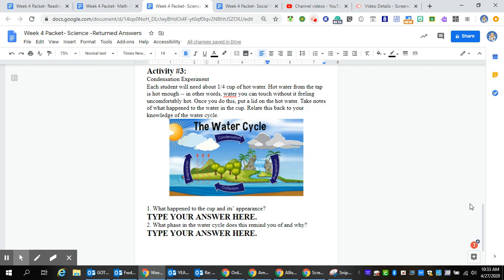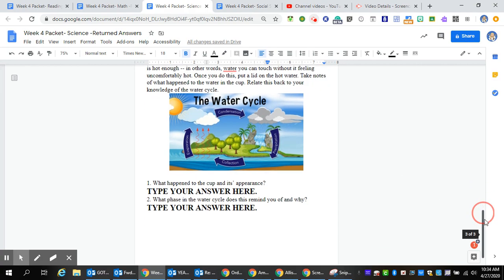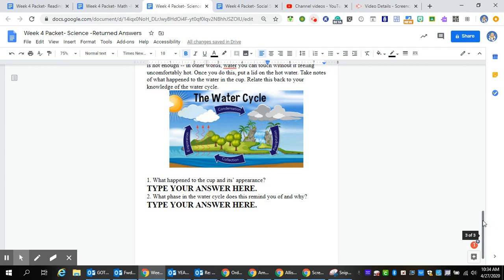Once you do this, you're going to put a lid on top of your hot water. You're going to then take notes of what happened to the water in the cup. Think back to the water cycle, and I've included an infographic here to help you remember the 4 steps in the water cycle. What happened to the cup and its appearance?